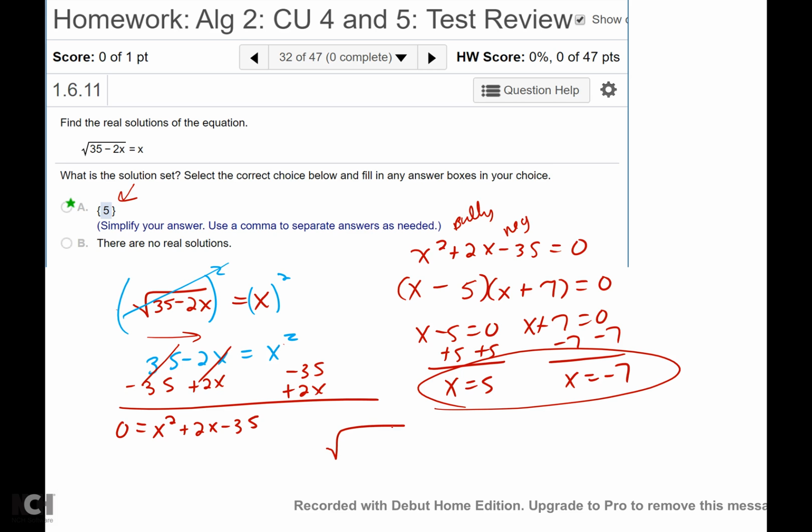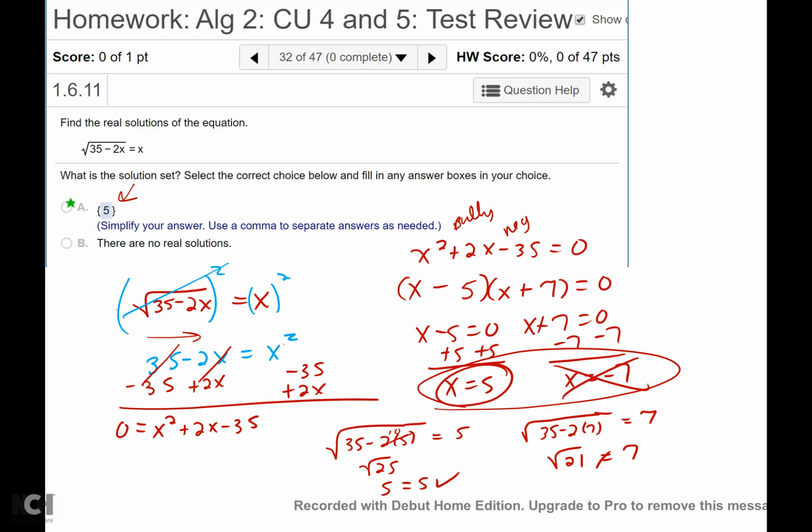If I plug in 5, I get the square root of 35 minus 2 times 5 equals 5. That would be 10. 35 minus 10 is 25. Square root of 25 is 5. 5 equals 5. I can keep it. Plug in 7: 35 minus 2 times 7 equals 7. That's 35 minus 14, which is the square root of 21, which does not equal 7, so I have to throw it. Oh crap, that was a negative 7. Oops. I'm still going to have to throw it out, but hold on, I plugged in the wrong number. Negative 7, so that'd be 35 plus 14, which is 49. Oh, wait a minute, that does work. Minus 2 times negative 7 will be positive 14. 7 equals 7.